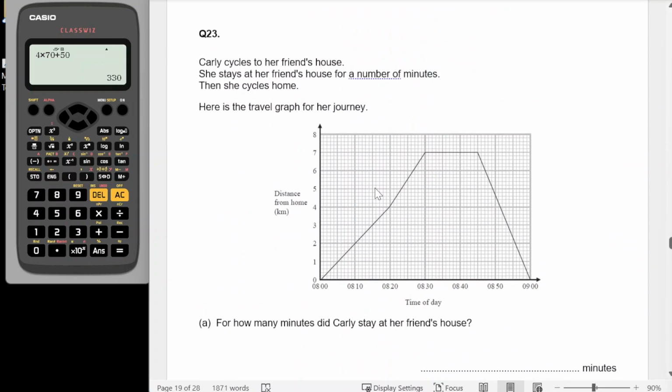Question 23. Charlie cycles to her friend's house. She stays at her friend's house for a number of minutes. Then she cycles home. Here is the travel graph for her journey. Okay. How many minutes did Charlie stay at her friend's house? So we stayed from 8:30 up to 8:45, so 15 minutes. We'll do 8:45 minus 8:30, so 15 minutes.